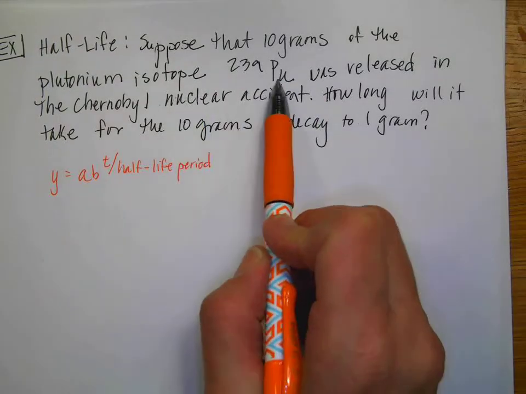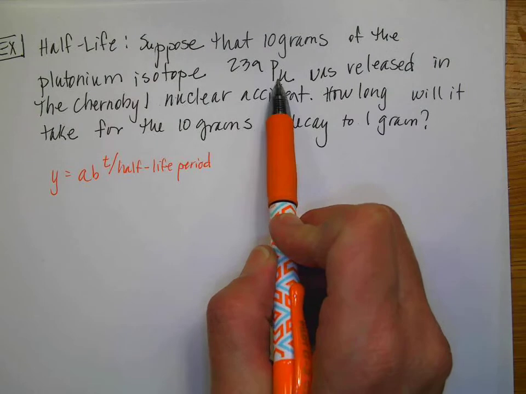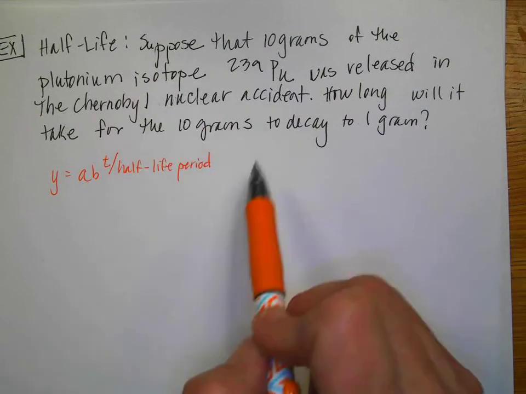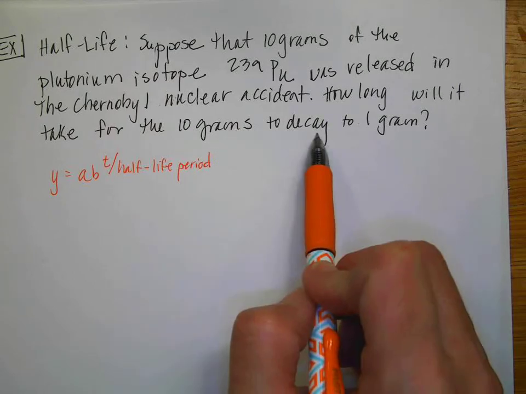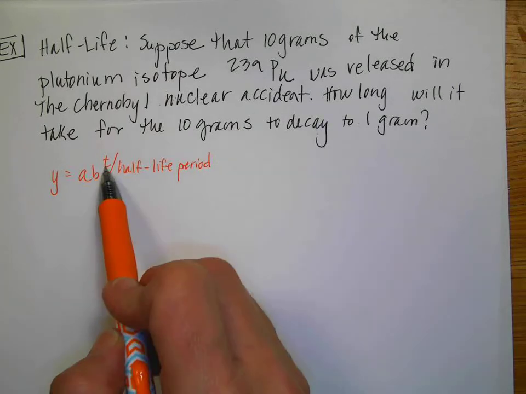All right, so I have 10 grams of the plutonium isotope 239Pu, and it was released in the Chernobyl accident, and then how long will it take for the 10 grams to decay to 1 gram. So basically, in this one, I want to solve for time.